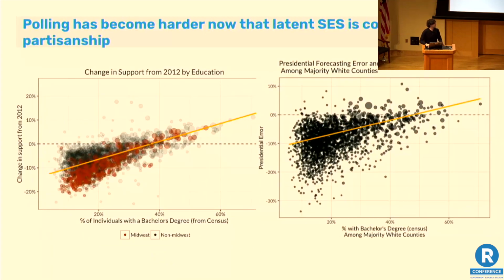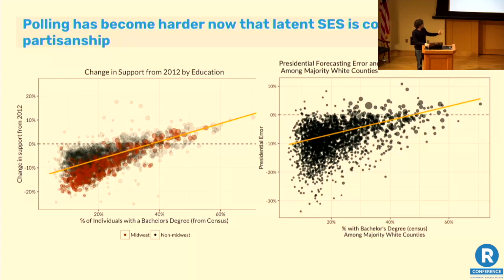This is some more plots. This is just showing a reason why surveying has gotten a lot harder. Basically, one of the biggest drivers of answering surveys is this latent socioeconomic status. People, generally speaking, who are more educated really like taking surveys. It's kind of a form of self-expression for them. And the reason why that's now a problem is that in the past 10 years, there's been a really big realignment on education lines, where people who are very educated have become a lot more liberal, and people who are less educated have become a lot more conservative.